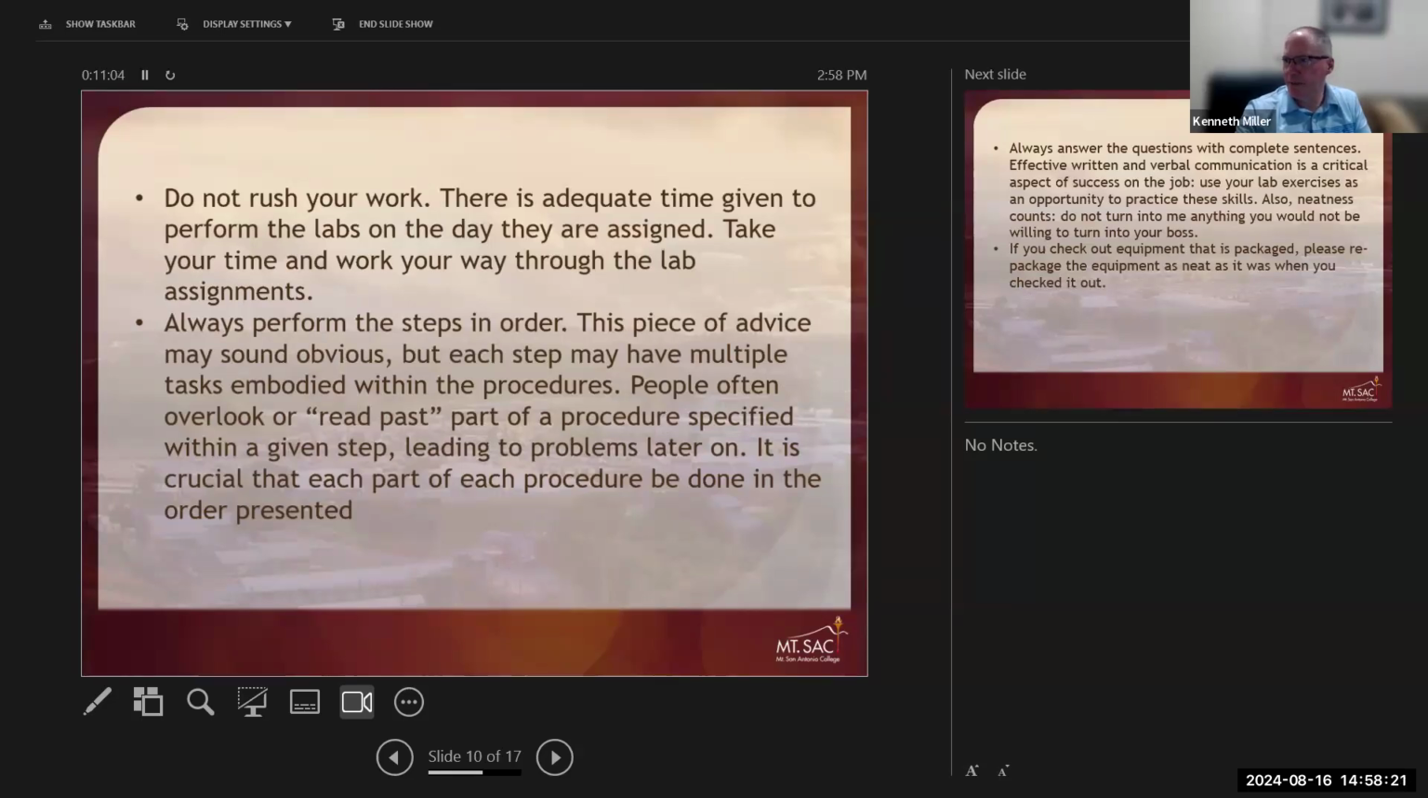Always perform the steps in order. Sometimes people say, I didn't understand that part, so I skipped it and I went to the next part, and it builds, right? So part 1 may be necessary. You need to understand that so that you can actually do part 2, part 3, and part 4, right? Sometimes you can read past part of the procedures and go from there.